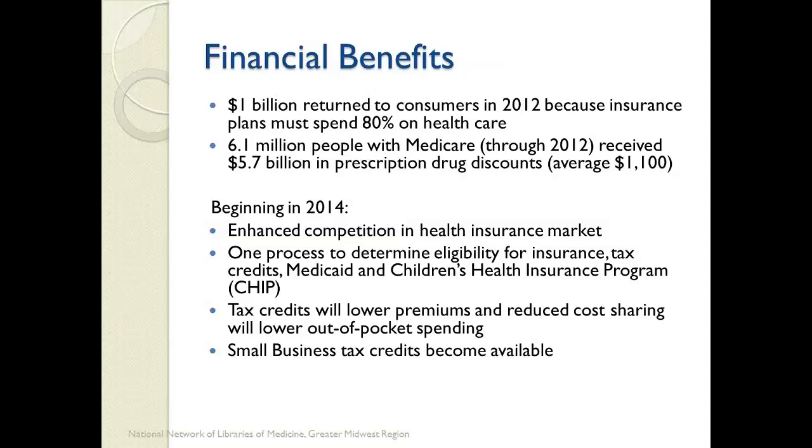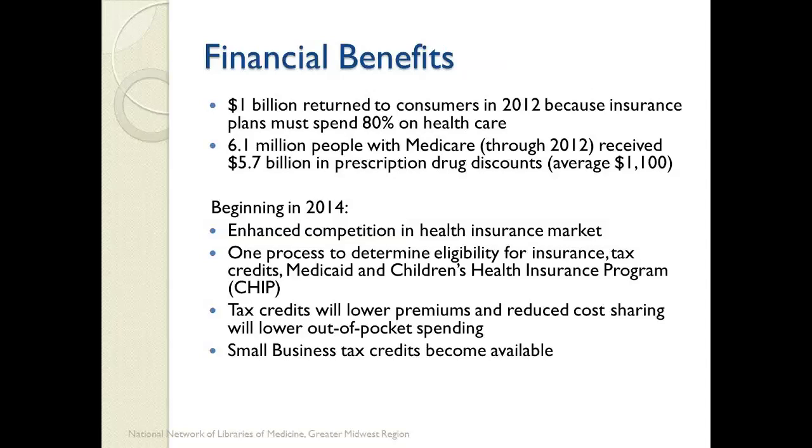And obviously some people have already gotten money back for that. 6.1 million people with Medicare are now being covered for prescription drugs to the tune of an average of $1,100 per person. Beginning in 2014, there will be enhanced competition in the marketplace. That's a good thing. There'll be a single process to determine eligibility for insurance, tax credits, cost sharing, Medicaid, and Children's Health Insurance Program, which is known as CHIP.